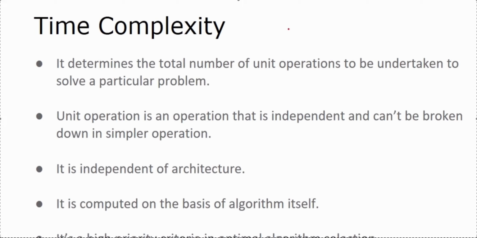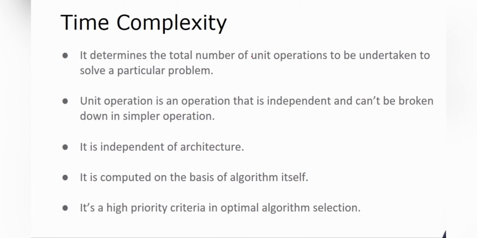Okay, now let's talk about time complexity. It determines the total number of unit operations to be undertaken to solve a particular problem, right? Let me take an example of number of iterations. If you are able to search an element in a single unit of operation, then it is termed to be a constant operation. And if you're doing the same for n inputs, let's suppose there are n elements and you're traversing n times to find a particular element, it's termed to be big O of n.